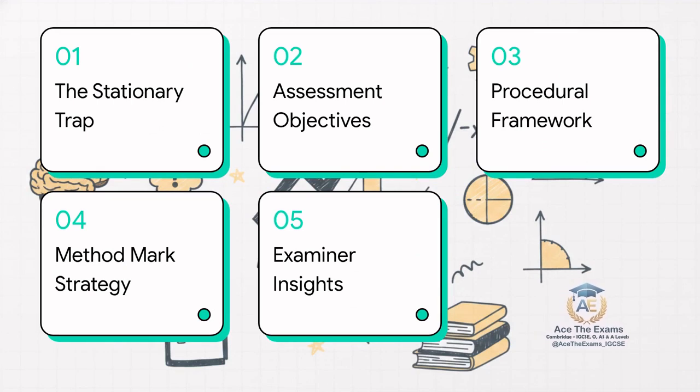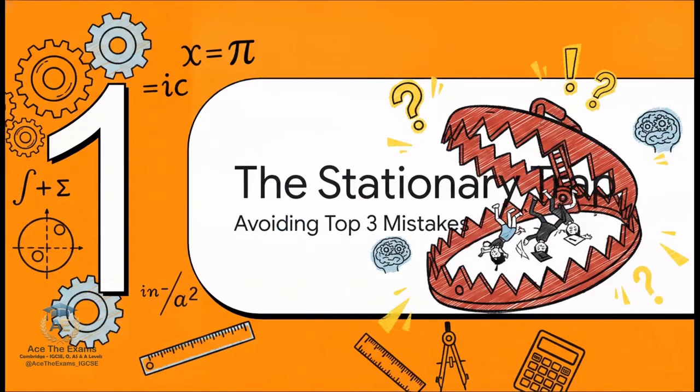Here's our examiner's playbook for today. First, we'll cover the stationary point trap. Second, decoding assessment objectives. Third, the procedural framework. Fourth, the method mark strategy. And finally, examiner insights and evaluation. Let's kick things off with Section 1, the stationary point trap and avoiding the top 3 examiner-flagged mistakes.